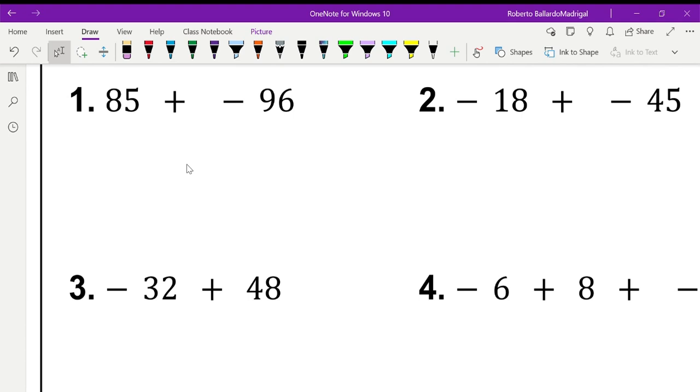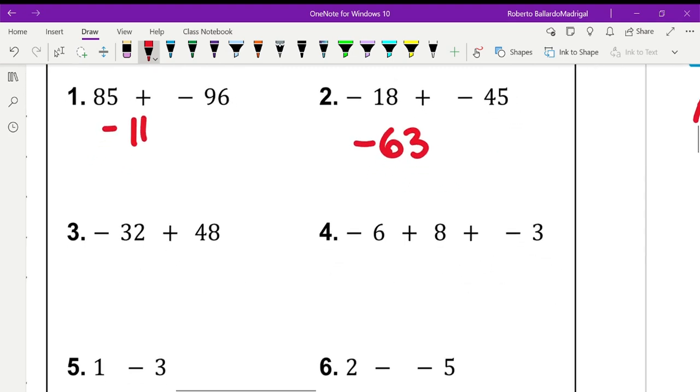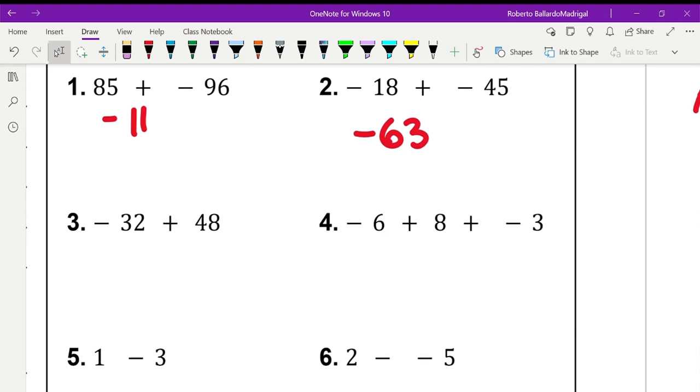85 plus negative 96. What do we get for 85 plus negative 96, Roberto? Negative 11. What about number 2? Negative 18 plus negative 45. Raise your hand if you got the answer for this one. Declan? Negative 63 is correct. Raise your hand, Gael, for the third one. Go ahead. Positive 16 is correct. Very good.